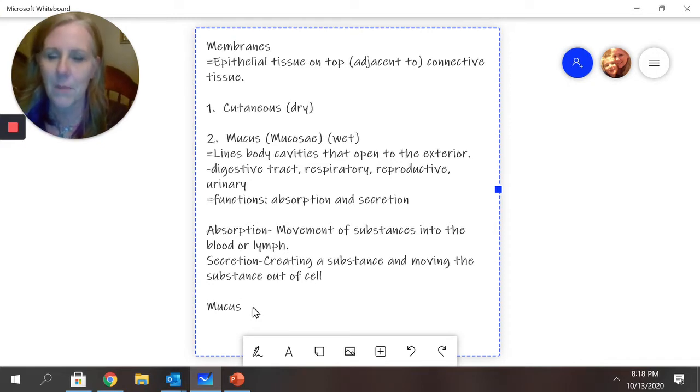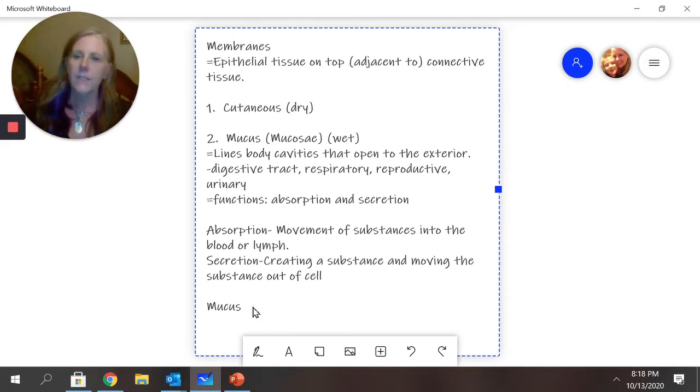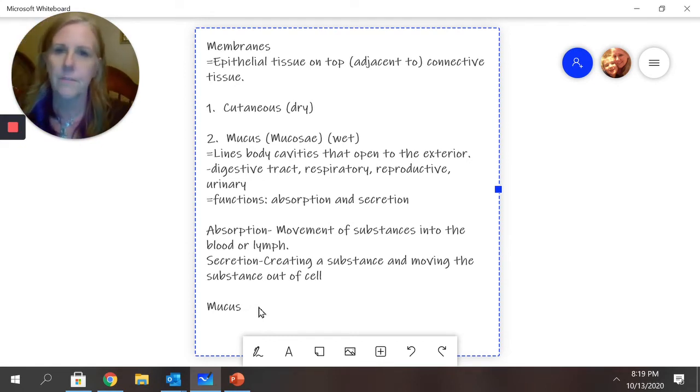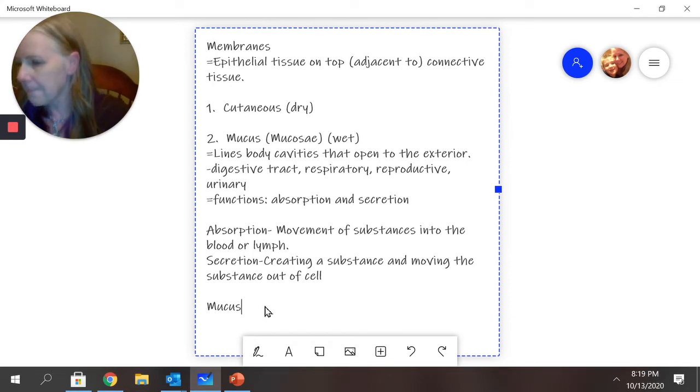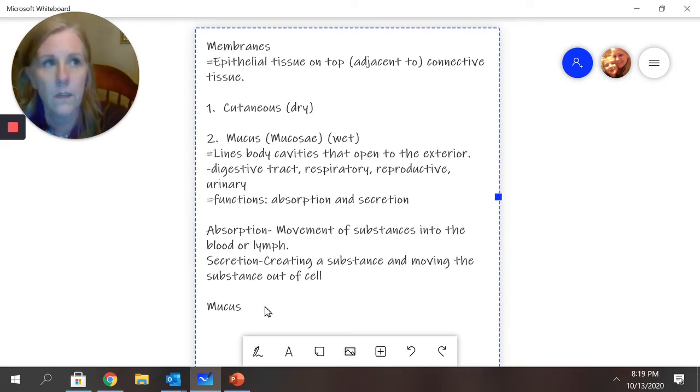So the mucous membrane secretes mucus. Think of mucus as a slime layer. It has lots of functions, and we're going to talk about the many different functions of mucus. Thinking of absorption and the mucous membrane, have you ever heard of anything that was sublingual?